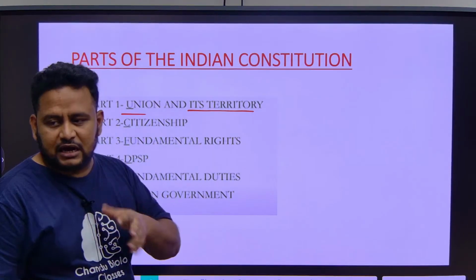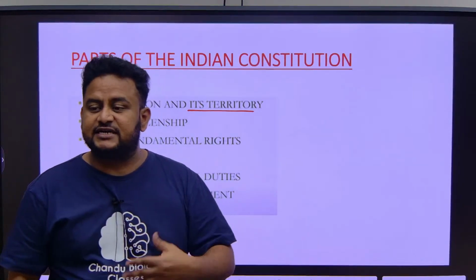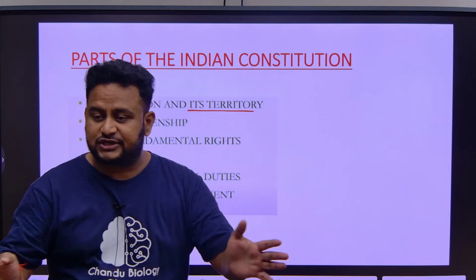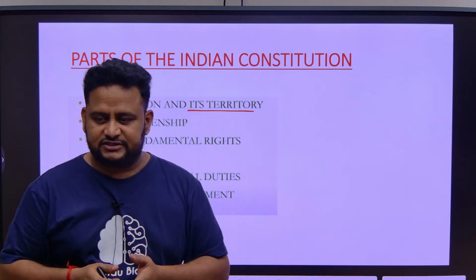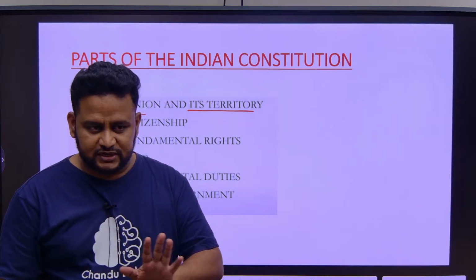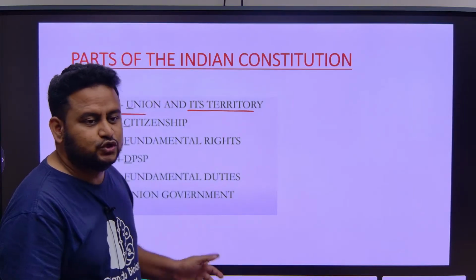That is our country and its territory. What are the territory? That is, what are the states that we have, what are the borders that we have, what are the coastline areas that are within us. That is the meaning of union and its territory. It is not union territory. Union territory is completely different. This is union and its territory.